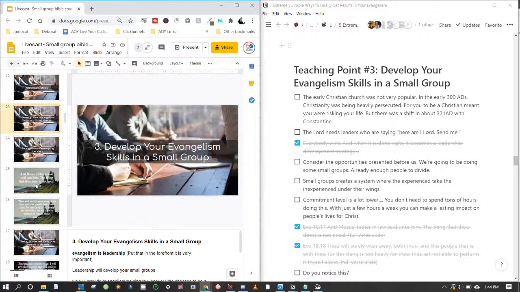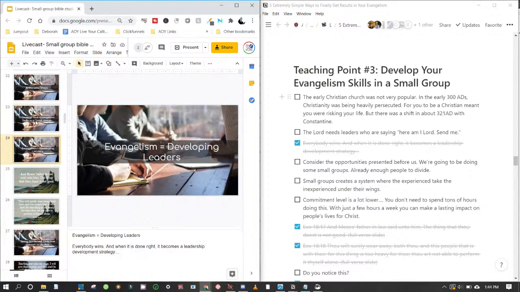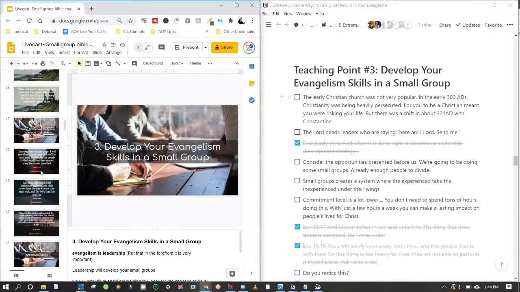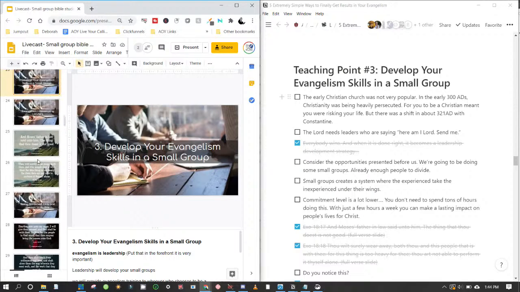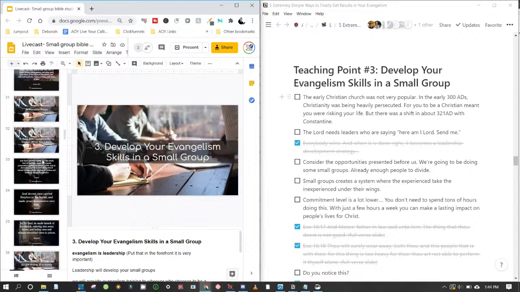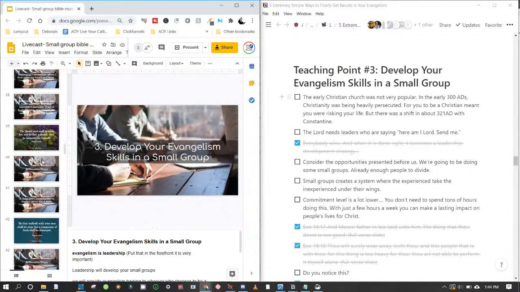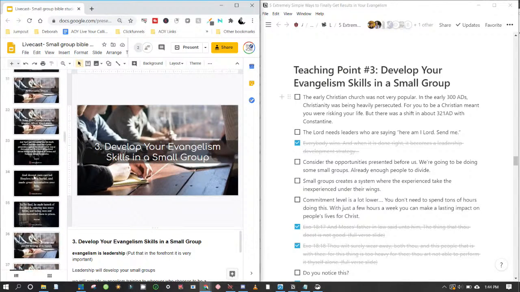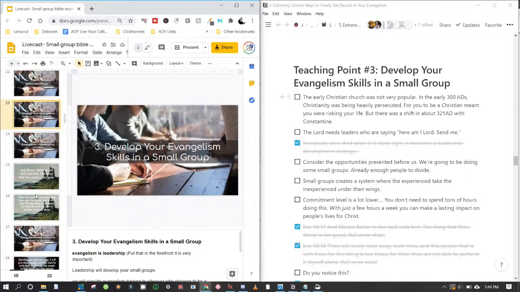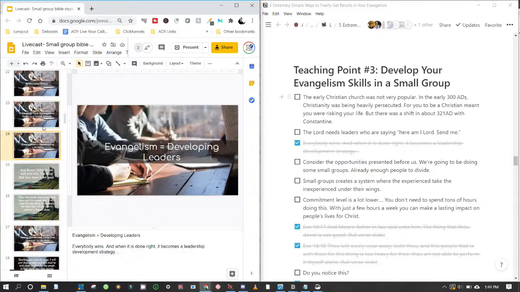Now we want to go to develop your evangelism skills in a small group. So we have to go to teaching point 3 here, and the outline looks good. We're just going to look real quick at what's already on here. We're going to go from one section header to the other section header, which happens to be from slide number 23 down to slide 40. I did a few of these. I'm going to go over them. We see evangelism equals developing leaders. Yeah, same thing.